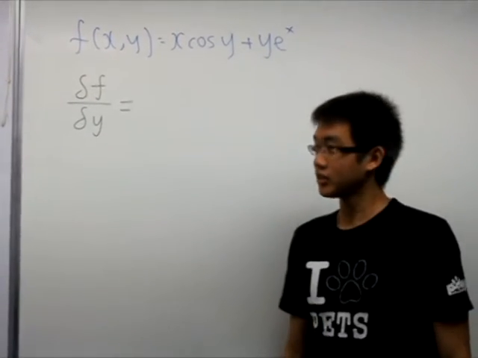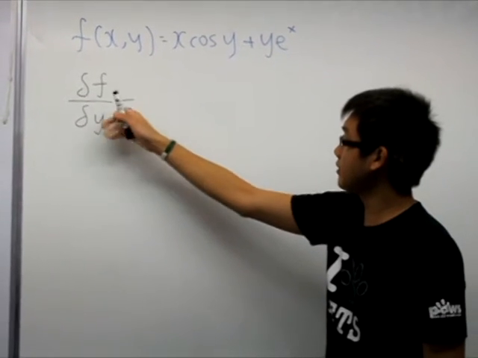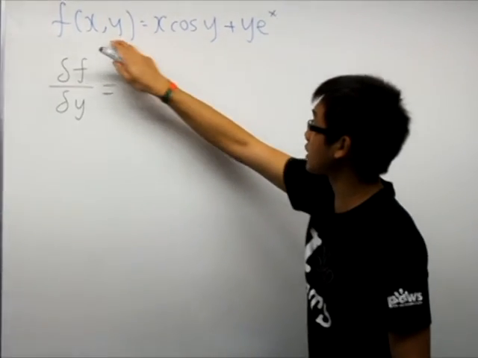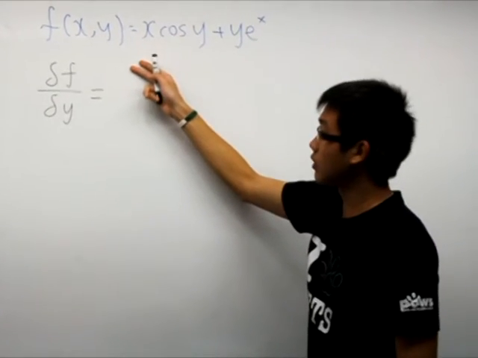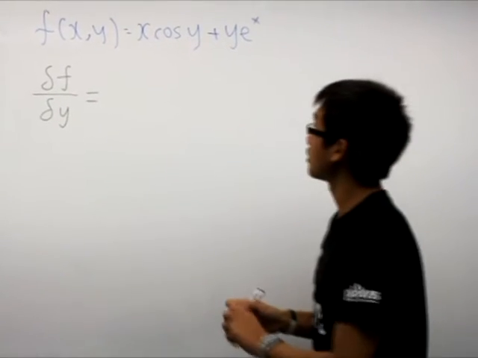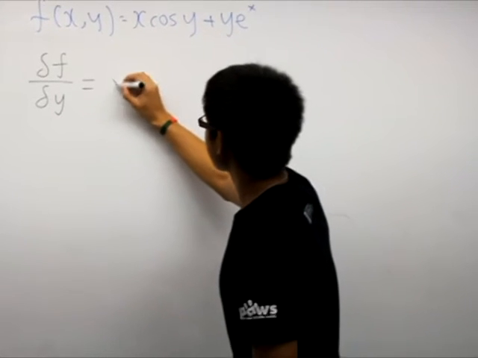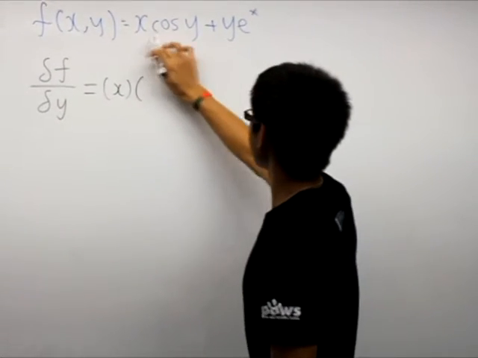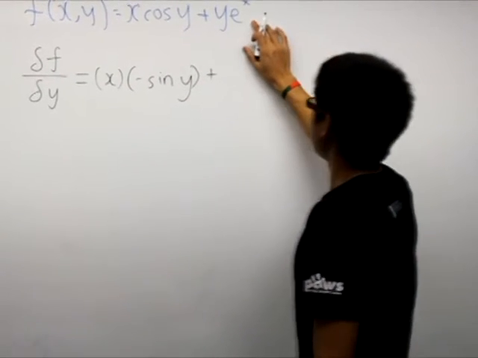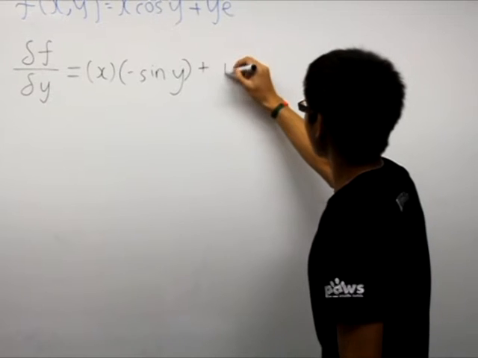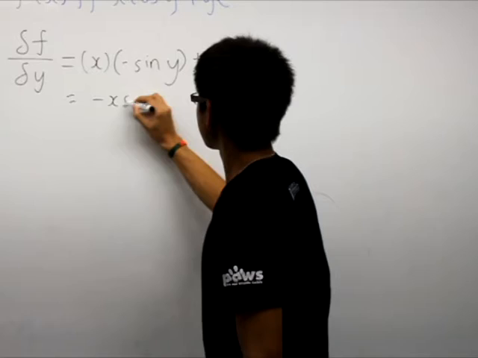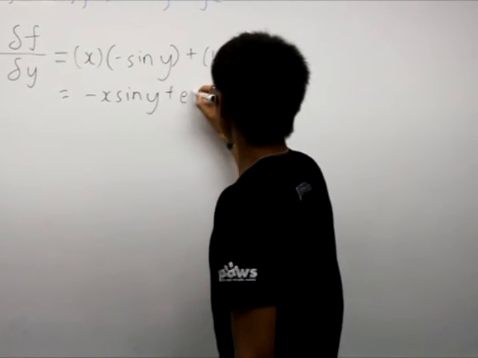Now we find the df over dy of this function. Because this is a two-variable function, and now we are differentiating in terms of y, we must assume that x is a constant. So we differentiate: x is a constant. Differentiate cos y, we get negative sine y, plus e^x is a constant, so we differentiate y, which is 1 times e^x. So we get negative x sine y plus e^x.